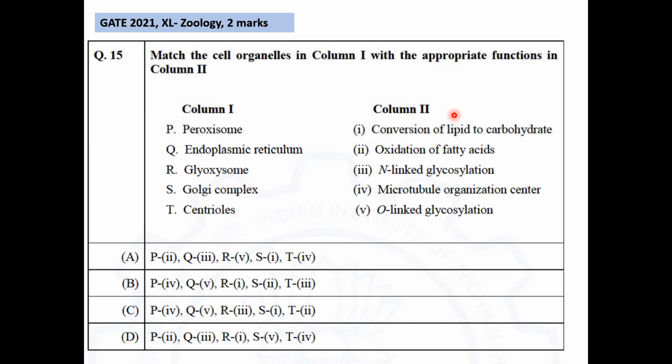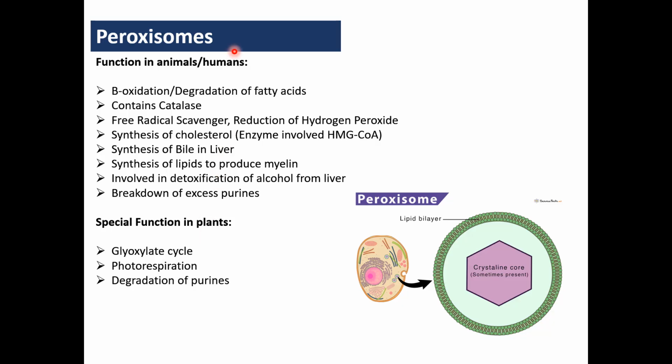So in column 1 we have the cell organelles which are peroxisome, endoplasmic reticulum, glyoxysome, Golgi complex and centrioles. In column 2 we have the appropriate functions: conversion of lipid to carbohydrate, oxidation of fatty acid, N-linked glycosylation, microtubule organization center and O-linked glycosylation. To answer this question, we first have to know the various functions of these organelles, which we will see one by one. So, first of all, we have the peroxisome.